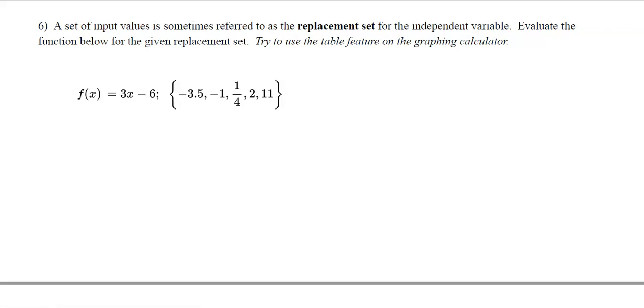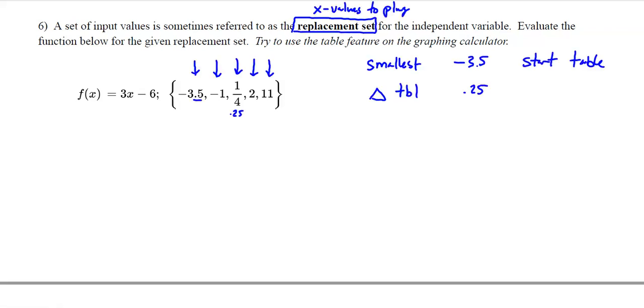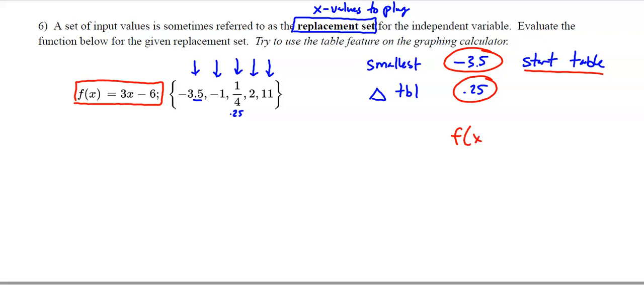All right, let's pick up where we left off. Looking at the replacement set, the x's we need to plug in, I said that the smallest is -3.5, so I'm going to start my table there. And we need to have increments of 0.25. So let me show you how to do that on the graphing calculator. One other thing is I need to know the equation I'm going to punch in. So this is f of x equals 3x minus 6. Remember, I'm just going to treat f of x like a y. All right, so let's knock it out on the calculator.